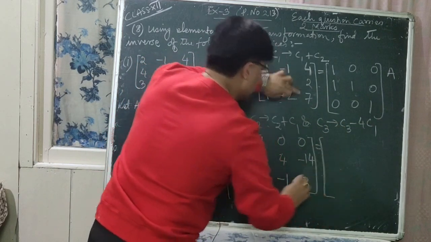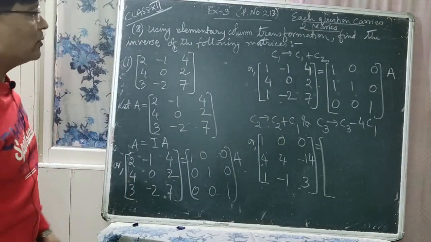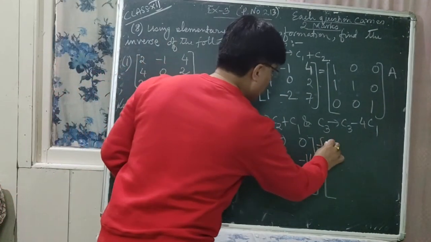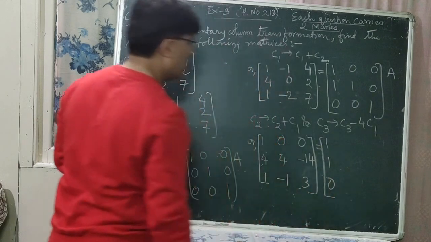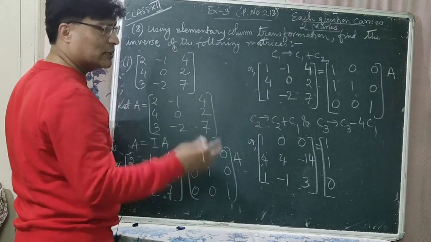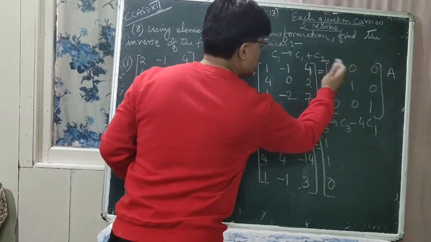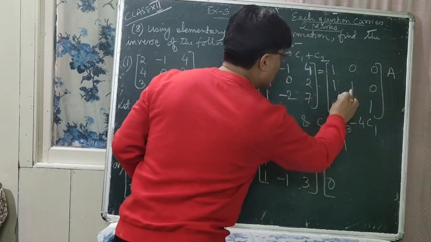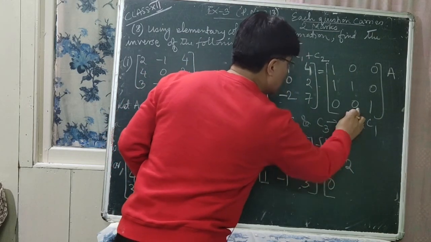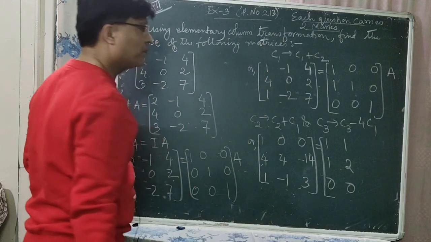So which is equal to now next. Now here also column 1 remains same, 1 1 0. Now column 2 is changing. How does it change? C2 plus C1. 0 plus 1 is 1, 1 plus 1 is 2, 0 plus 0 is 0.